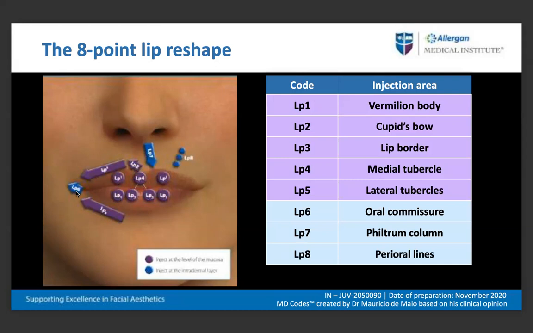After that, if you feel the need, then you can look into the filtral column and the Cupid's bow. Cupid's bow we usually do not do. Why? Because when you fill the vermilion body, the Cupid's bow improves on its own. Once you do the body, this area already shows improvement.